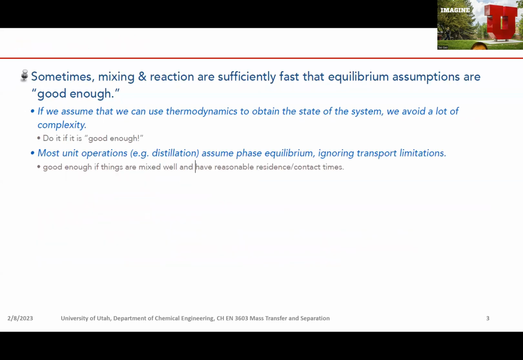Okay, so in chemical engineering, sometimes it's convenient for us to describe the system we are interested in if we can make an assumption that our system is at equilibrium, because in that case we don't have to deal with the very complex transport and reaction stuff. Typically for most unit operations, we can make that assumption. We can assume all the phases are in equilibrium, as long as we have a well-mixed system and we have sufficient residence time.